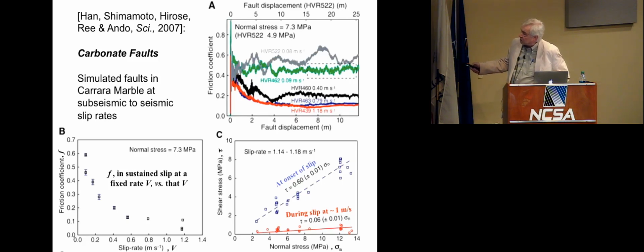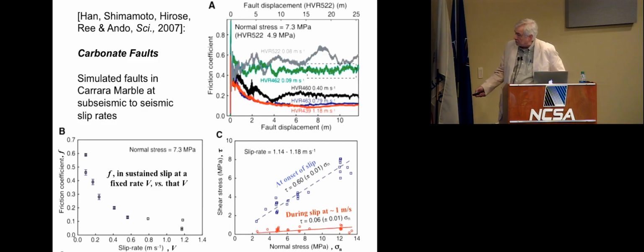Because that's so cluttered, I'd like you to focus on these two diagrams at the bottom, which are at a given normal stress. This shows you the friction coefficient that you get ultimately if you sustain the slip for several meters. Then you end up with the friction coefficient, which becomes less and less the faster the slip rate is. So that is thermal weakening.